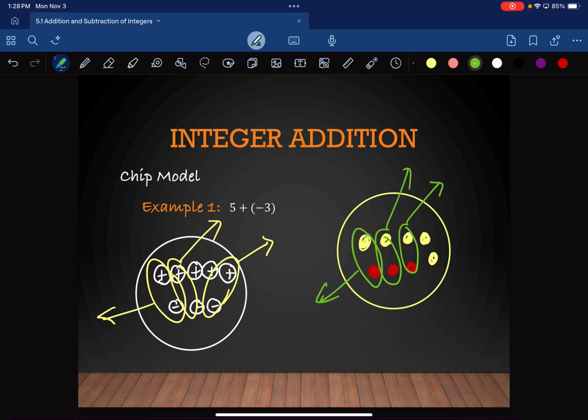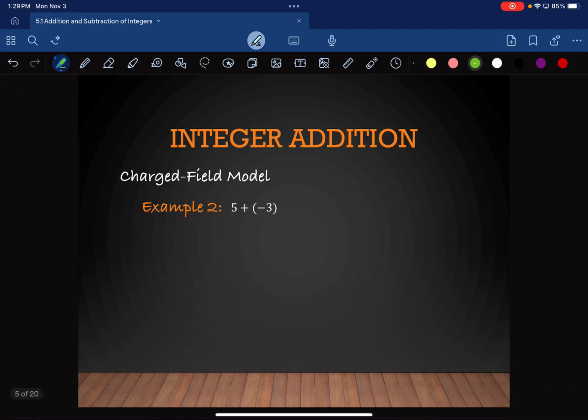Okay, so this is called the chip model. It does a really nice thing of showing how things pair up in ways that they get out of the circle. And in all cases, we end up with 2 left.